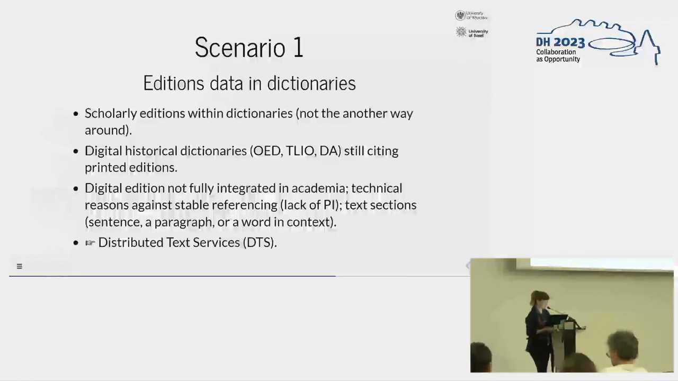There are also some technical reasons: stable referencing, permanent identifiers, the ephemeral, temporary nature of web resources. Also, the difficulty of referencing text at the granular level. This is the question that I touched upon a bit before, talking about APIs, of the granularity and arriving at the fragment, which is important in the case of dictionaries. And for this last issue, some of the solutions like DTS already offer a direction where to look.